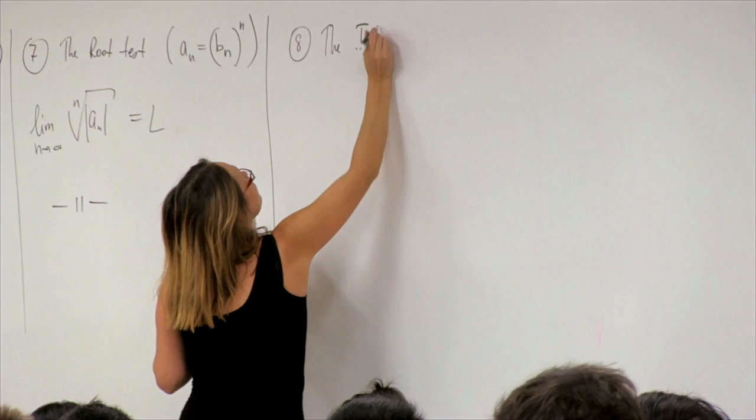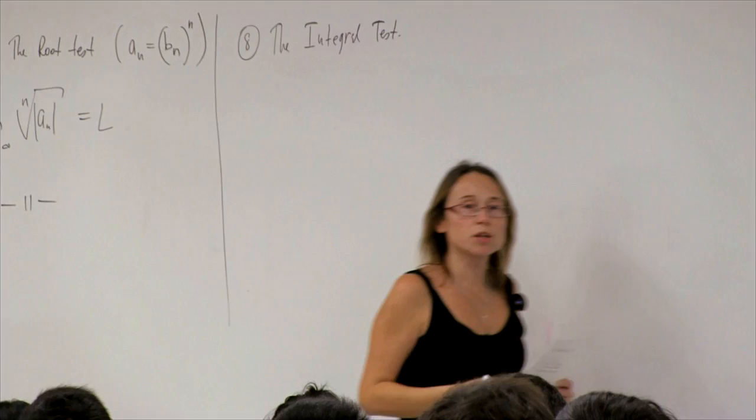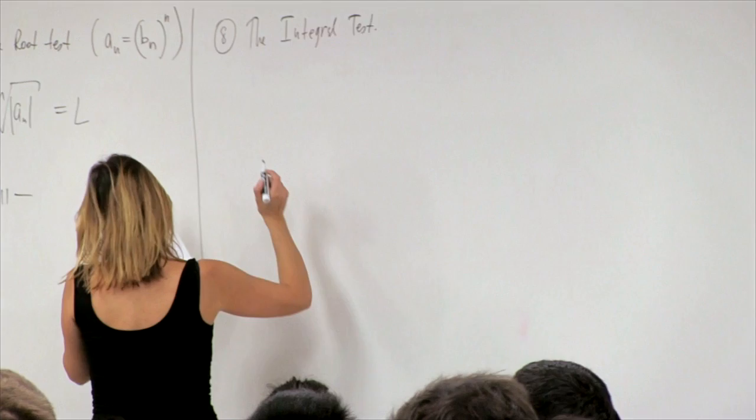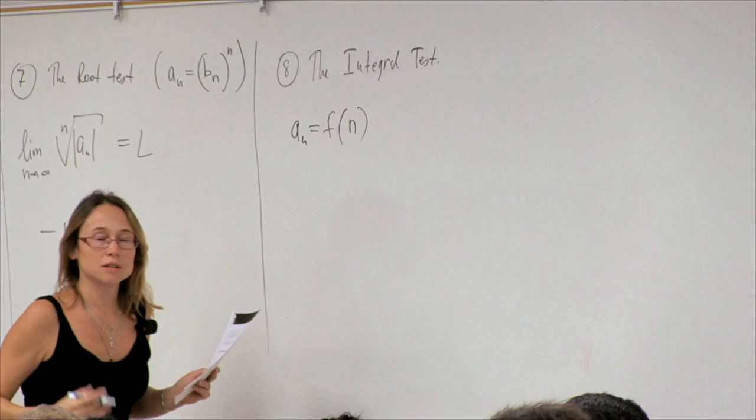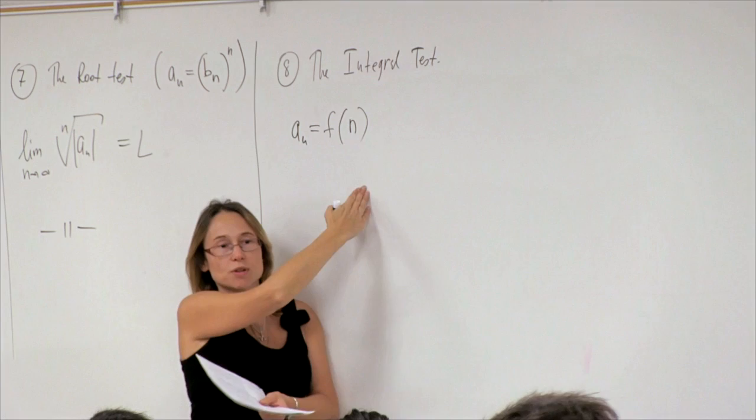This is when we can use our knowledge about the improper integrals. So let's suppose that a_n is a function. Like a factorial would not do here. If I have a factorial, I don't really have a function that corresponds to that, at least not in this class.